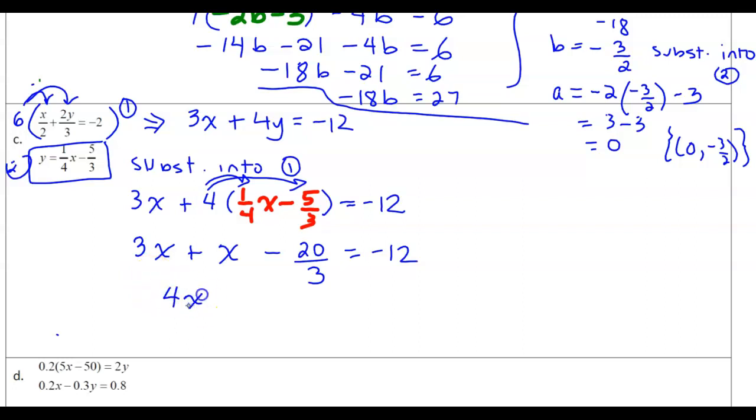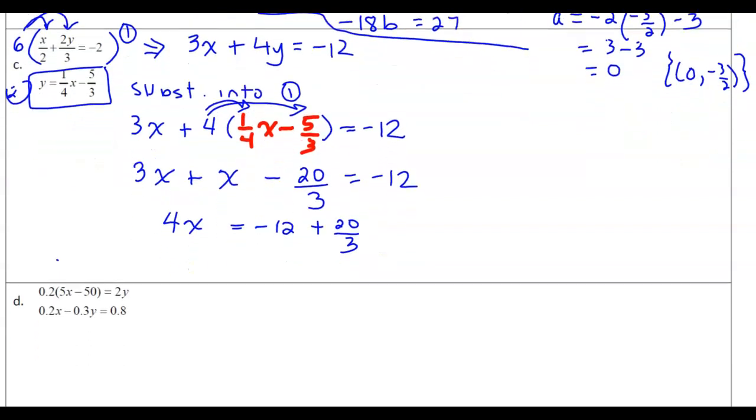Add the x terms. Take negative 12 and add 20 over 3. Because you had to do that when you did slope-intercept form back in the last unit. So you should be able to add negative 12 plus 20 over 3, and then divide by 4. Okay, so I'll do it both ways. So here 4x equals, that'd be negative 36 over 3 plus 20 is negative 16 over 3.